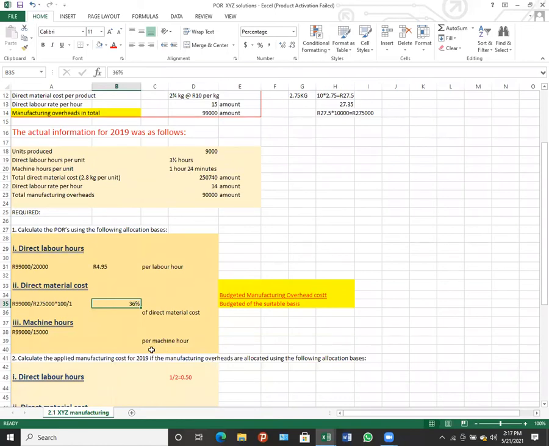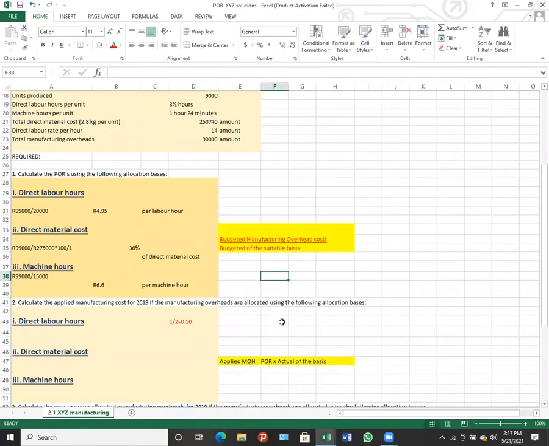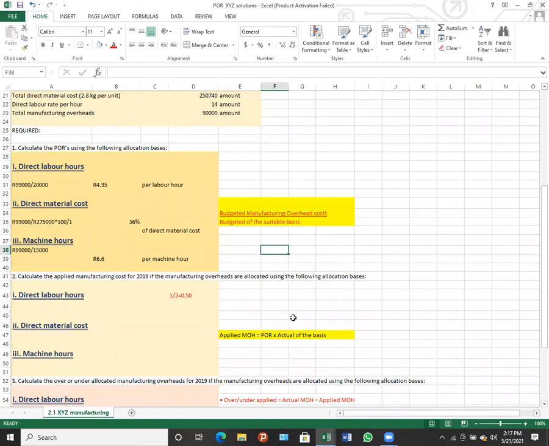That is why here I said per machine hour, which means, how much is our answer? 6 rand 60 cents per machine hour. 6 rand 60. Thank you.